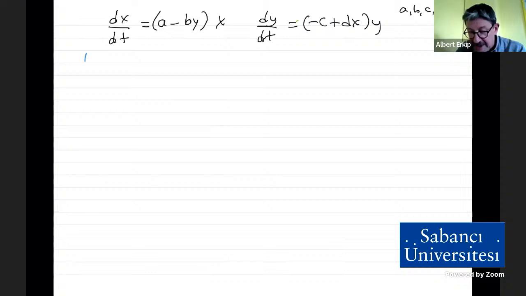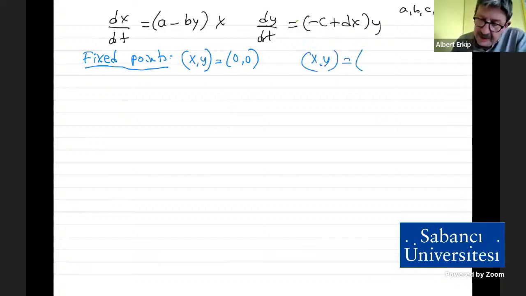Now, what are the fixed points? This is quite an elementary computation, so I'll just do this. Maybe it will take 5 minutes. The first fixed point is (x, y) equals (0, 0). And the second point, if it's not (0, 0), then x would be c over d, and y would be a over b. I have 2 fixed points. That's really good. So let me have a little sketch.